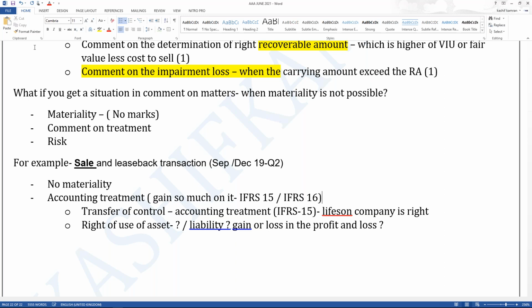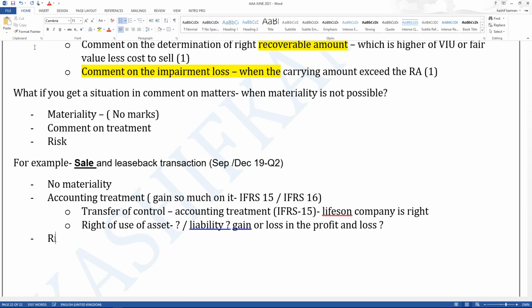So I think the management has done the right treatment partially by de-recognizing the property. But about the other accounting treatments, because it's a sale and lease back transaction, they should record the right of use of asset which has not been recorded. So is there an opportunity to get like 3-4 marks from the accounting treatment here? Right? And then you can talk about the risk.